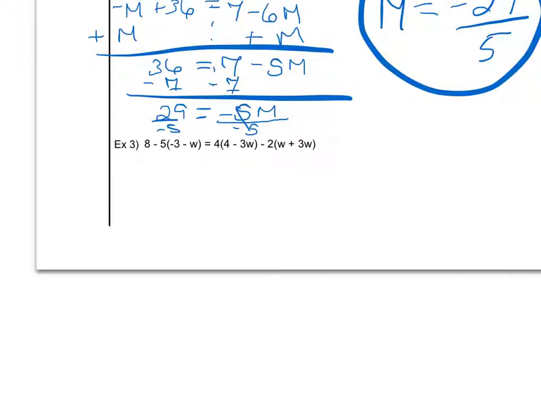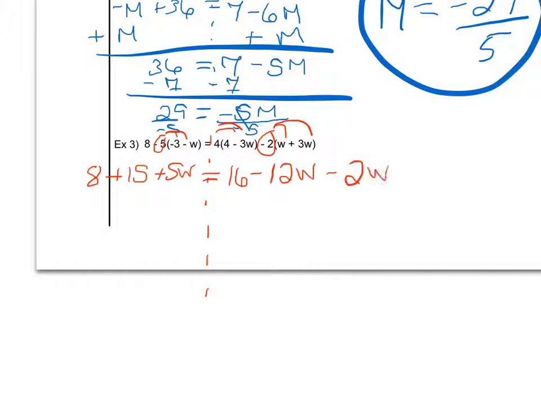Hey, so the first thing I'm going to check is if I can combine anything inside my parentheses. I see I can't, so I'm going to go ahead and distribute the negative 5 into my, on the left side of my equation, giving me 8 plus 15 plus 5w. Remember, a negative times a negative is a positive. On the right, I'm going to have to distribute twice. I have to distribute the 4 into my first set of parentheses and the negative 2 into my second set. Remember, the sign belongs to the number, giving me 16 minus 12w minus 2w minus 6w.